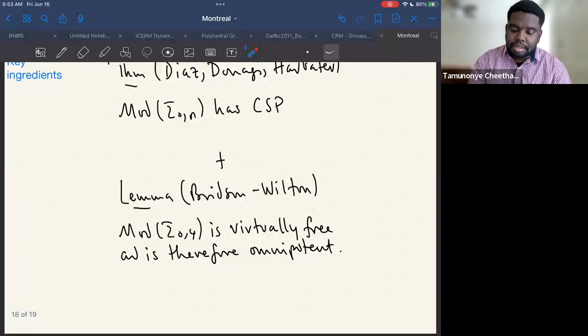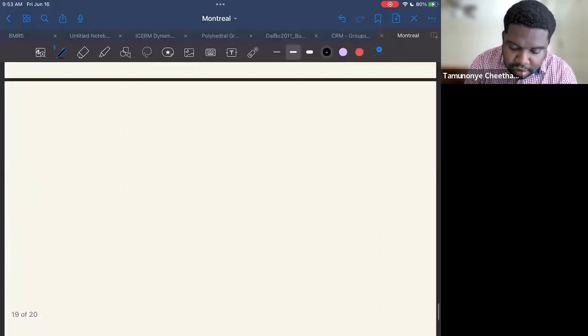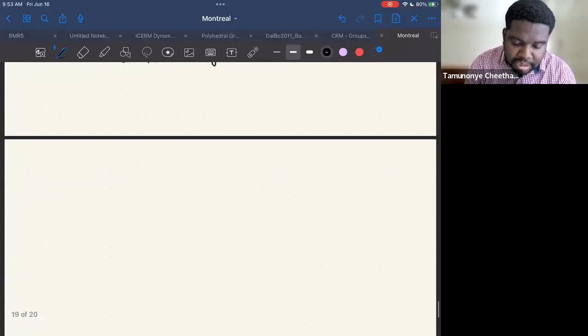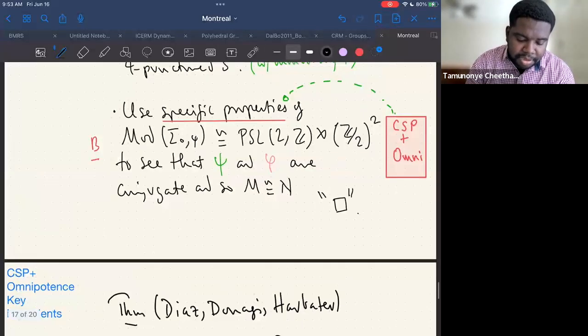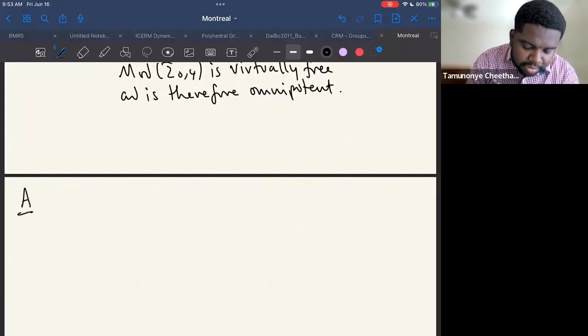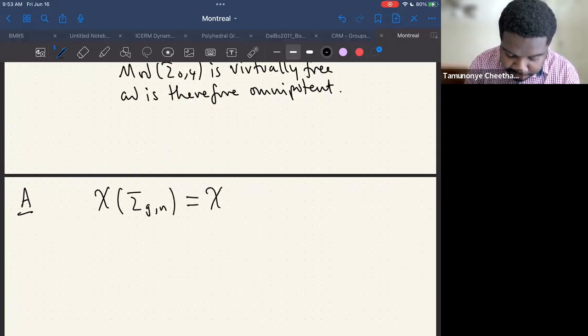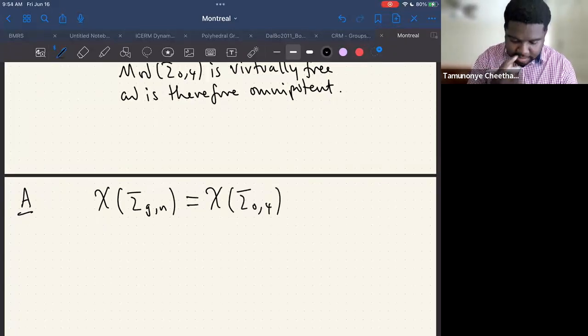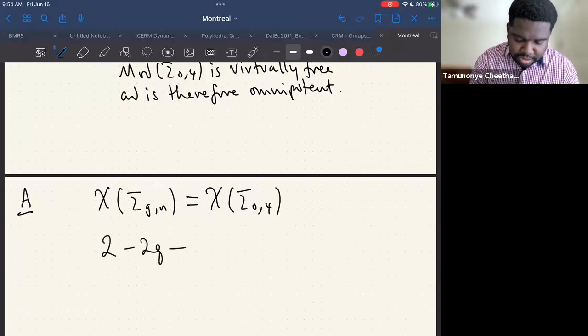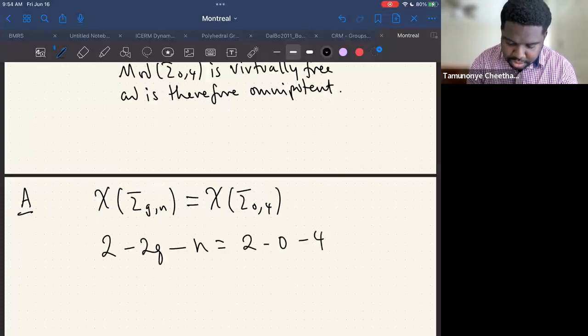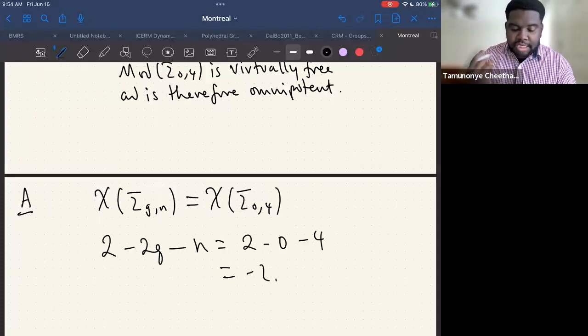And so I have a lot of time, so let me talk about the ideas for A. When we know that we have this correspondence of surfaces, sigma g,n, the Euler characteristic chi of sigma g,n is the same as that of the four-punctured sphere, then 2 minus 2g minus n is going to be equal to 2 minus 0 minus 4, which is minus 2. And so there's an ambiguity there.